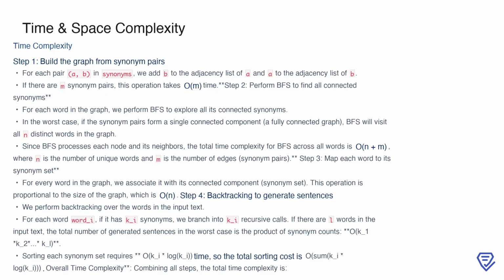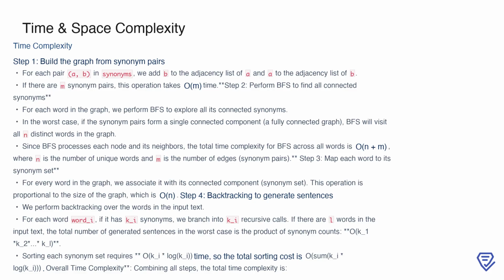Here, we analyze the time complexity of our approach. First, we build the graph from the given synonym pairs. For each pair, we add both words to each other's adjacency list, and since there are m pairs, this step has a time complexity of O(m). Next, we perform BFS to identify all connected synonym groups. In the worst-case scenario, if all the words are part of a single connected component, BFS will traverse all n unique nodes and m edges, resulting in a total complexity of O(n + m) for this step. After that, we map each word to its respective synonym set, which involves iterating through all nodes in the graph, leading to a time complexity of O(n).